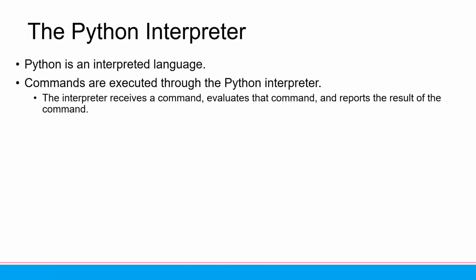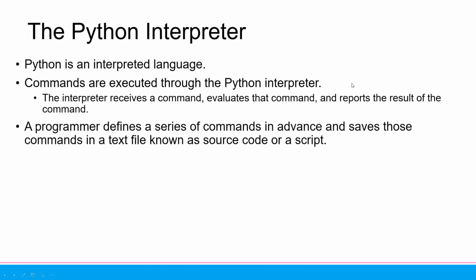So the Python interpreter, okay, this is an interpreted language. So commands are executed through the Python interpreter. It means the interpreter takes a command, evaluates that command, and reports the result of the command. So a programmer, which is you, needs to define a series of commands in advance and save those commands in a text file known as the source code or script. So we are going to use the IPYNB, it means the notebook script.